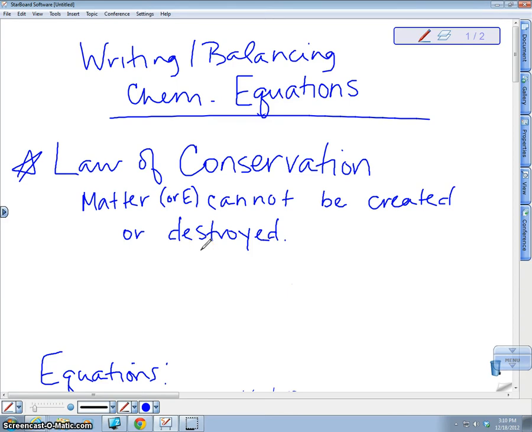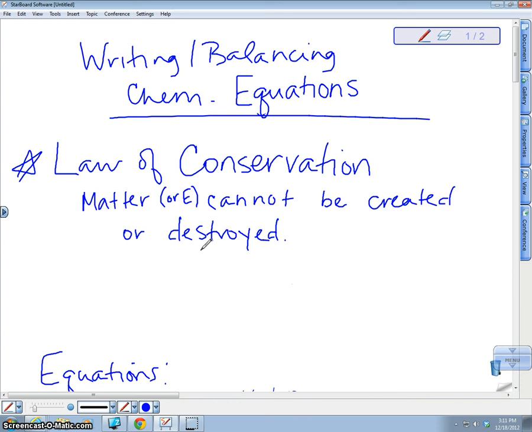Okay, now that we know what a chemical reaction is, and we know the kinds of chemical reactions that can take place, we're going to start looking at writing and balancing chemical equations. Chemical equations are just a shorthand way for us to write out what's happening in a chemical reaction. So instead of having to write it all out in words, we're going to write it in symbols. But we could just as accurately write it in words.